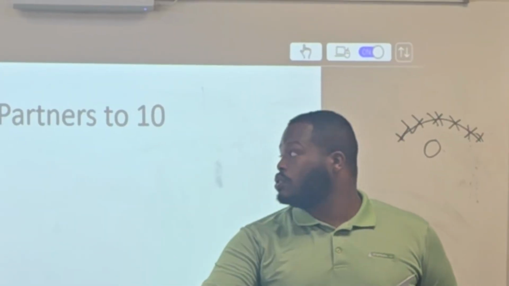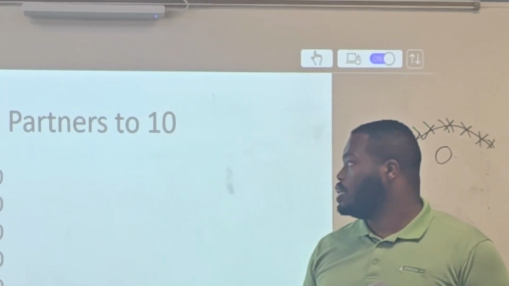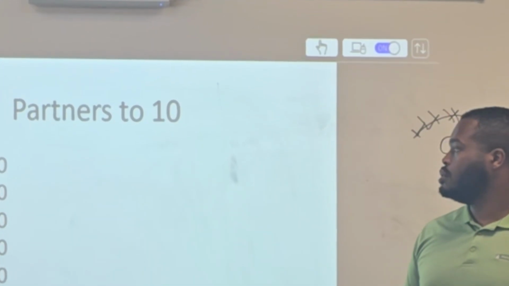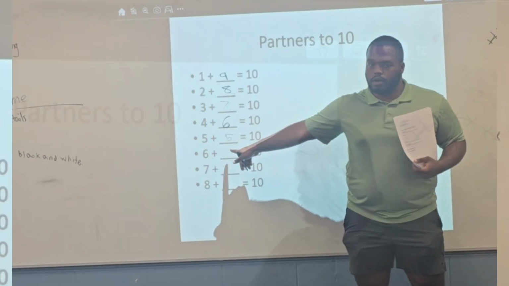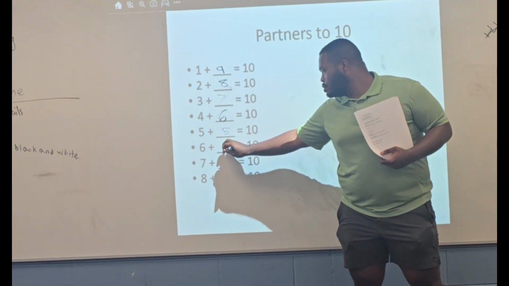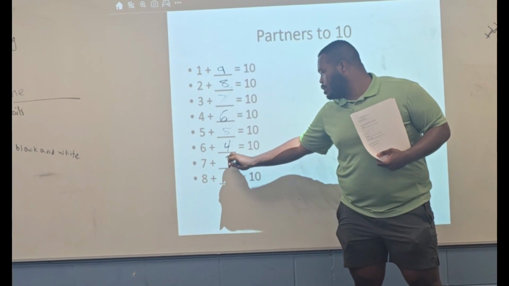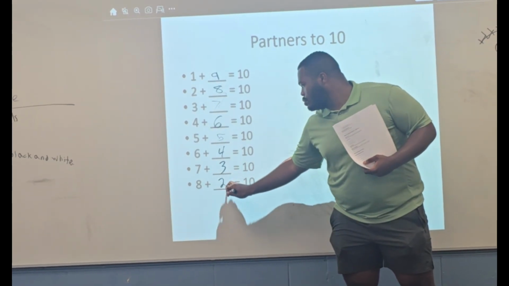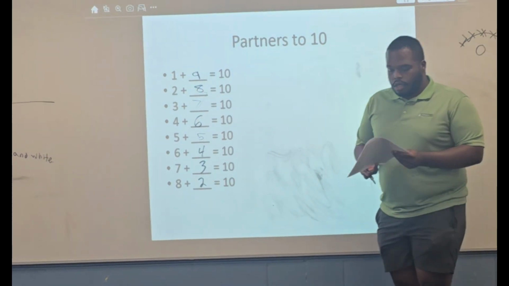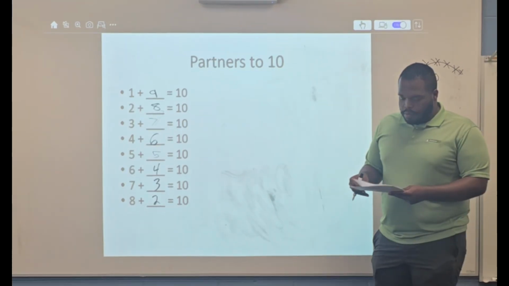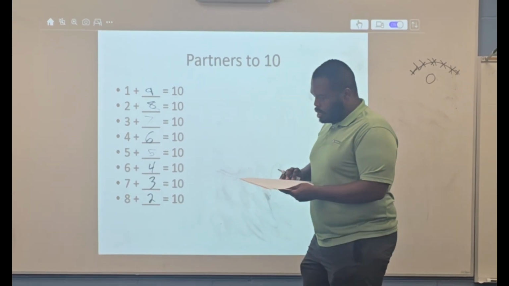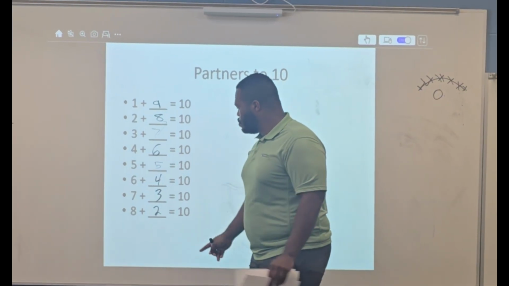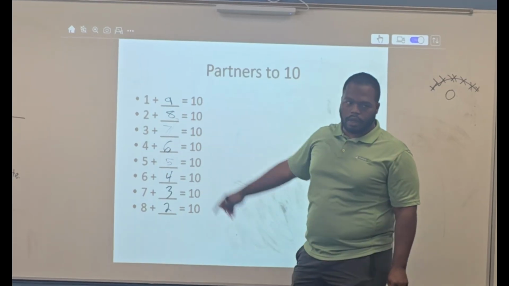So this time it's 2 plus blank equals 10. Good job. We'll go 4 for 4, 3 after that, 3, 3, 2, and 2, and 1. So as we look at this pattern, or if we look at these problems, what's the pattern that you notice? Anybody?